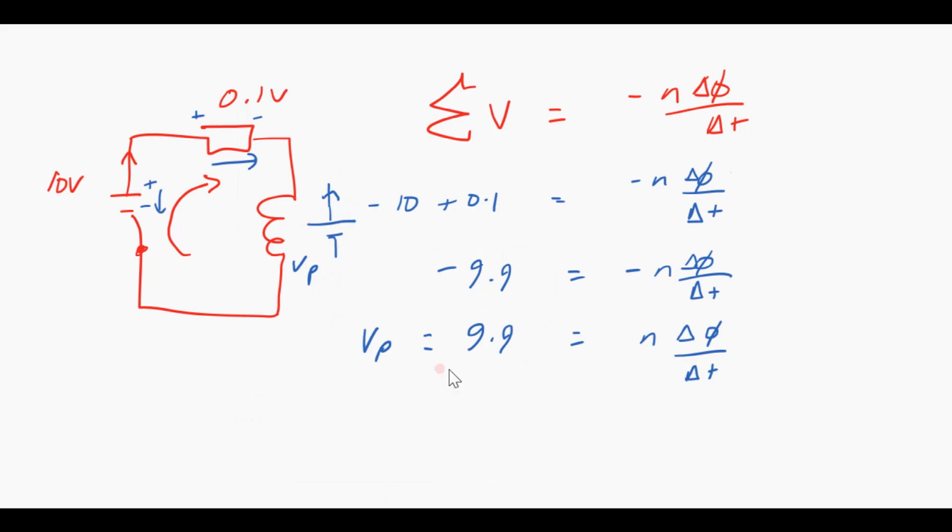Either way, there's a voltage across the primary that's 9.9. It's nearly the same as the supply. So we can say the supply is the primary. Okay? Now, how does that relate to the formula that we had in the first place? So the formula is voltage of the primary over the voltage of the secondary equals the number of turns in the primary over the number of turns in the secondary.